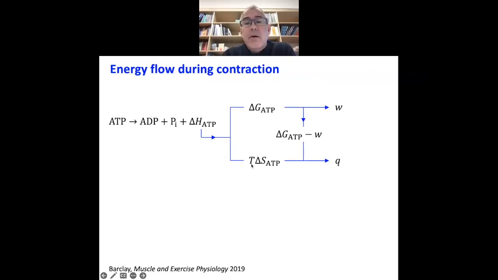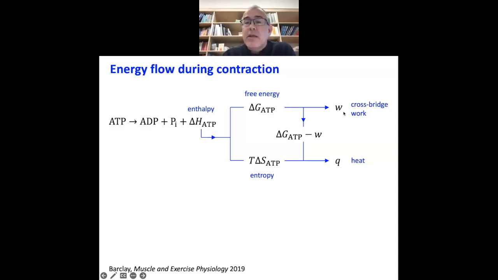So this is a figure that Chris Barkley has published in a few of his recent papers. It says you can take your ATP in the muscle, it will be hydrolyzed down to ADP and free phosphate, and you'll also get some enthalpy of contraction. This enthalpy will then be split up into both free energy and entropy. The free energy will also then be split into both cross-bridge work and heat of contraction.